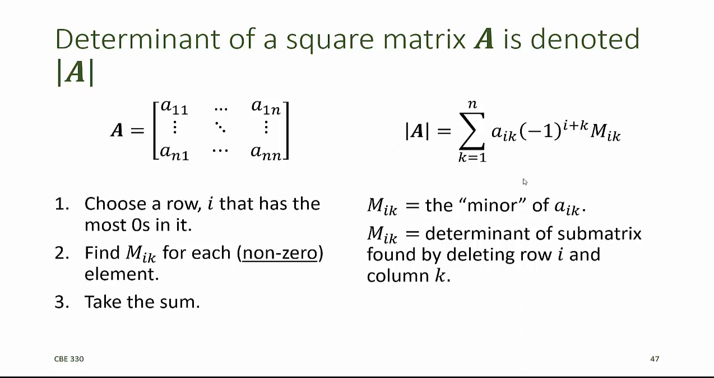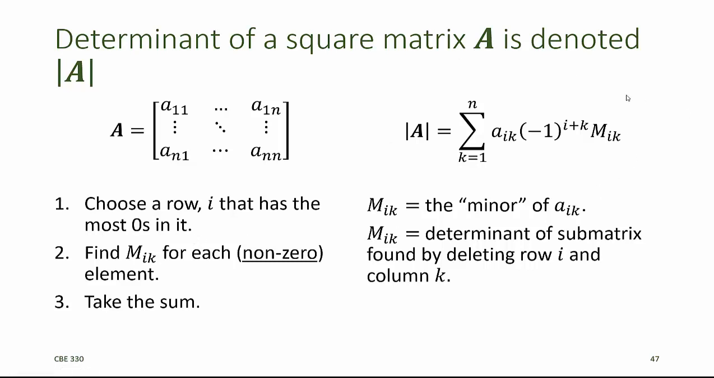It's a weighted sum of the minors of the elements of the matrix. Aik is an element in the ith row and the kth column. The minor of a matrix is the determinant of a submatrix found by deleting row i and column k. This term in the middle here selects whether each term is either added or subtracted from the sum by being either a -1 or a 1. This sum only needs to be taken for one row in the matrix, and it's therefore easiest if we choose a row that has the most zeros in it, because that will have the fewest terms in the sum.